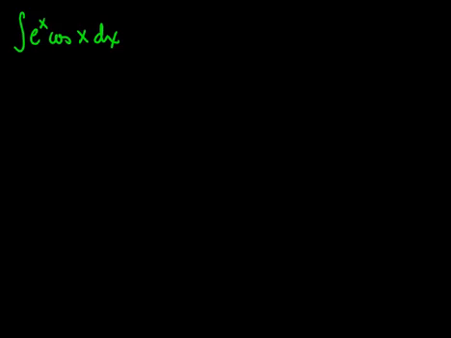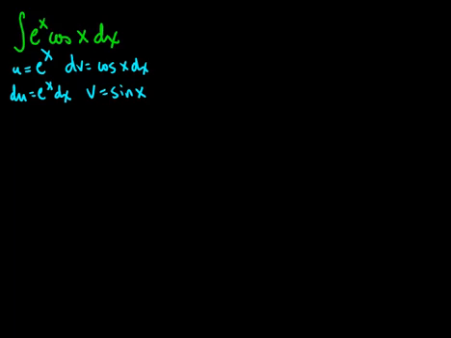We'll stick with that one, and we'll have u be e to the x and dv be cosine of x dx. Then the derivative, the differential of u, is still e to the x dx. And v, which is the integral of dv, is now just sine x. So if we were to put this together, we now have uv, which is e to the x sine x, minus the integral of v du, which is e to the x sine x dx.